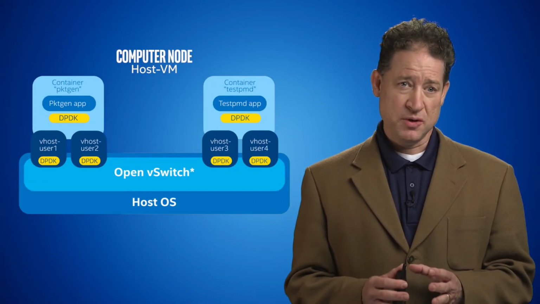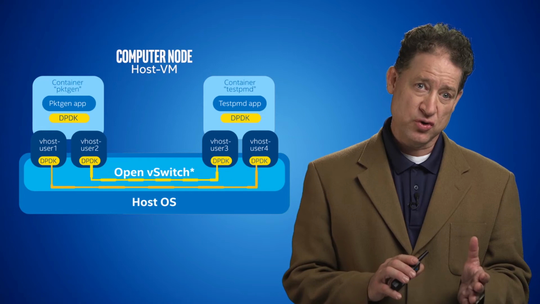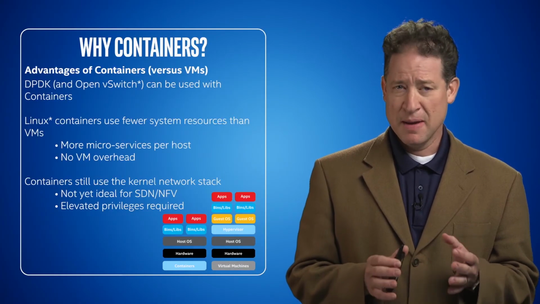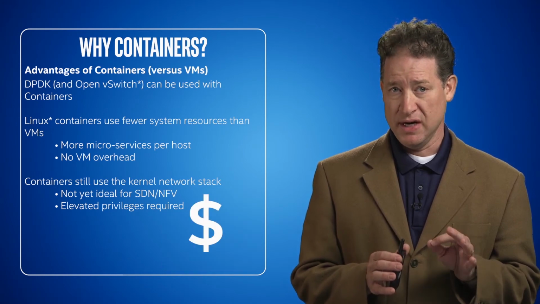Hi, I'm Klain with Intel Corporation, and I work with SDN and NFV in the data center, and today I'm going to build a virtual machine that hosts two containers that communicate directly with each other using Open vSwitch and DPDK. Why, you ask? Because containers are more efficient than VMs, and that means money.